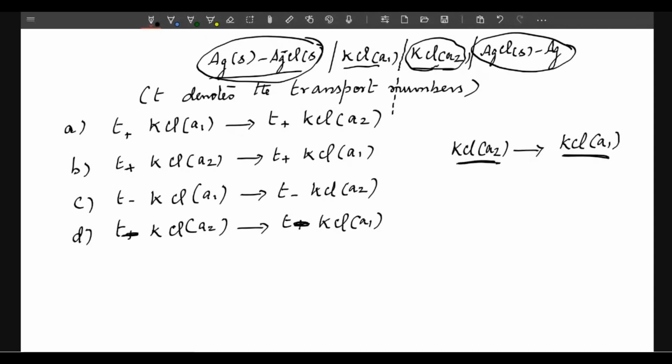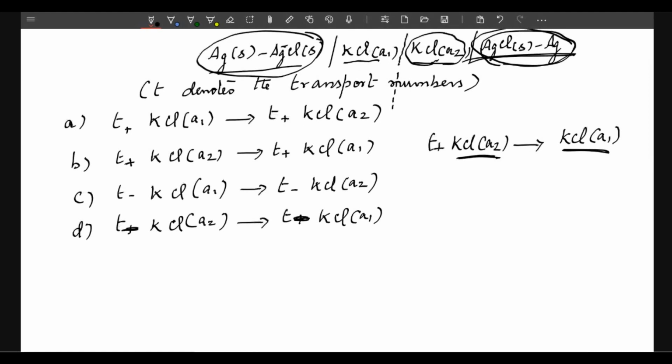With the transference, you should add the transport number. Whether I have to put T minus or T plus, for that you have to find out the end electrode, whether it is reversible with respect to a cation or anion. If it is like this, the metal and metal insoluble salt electrode, it is reversible with respect to anion. If it is anion, you should put the transport number of the cation, T plus. And this is the way you can immediately tell the answer. Therefore, which is the correct answer? B is the correct answer.